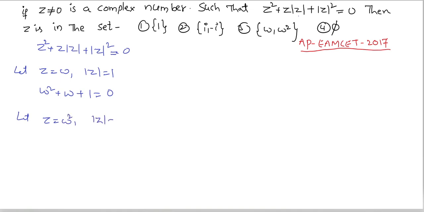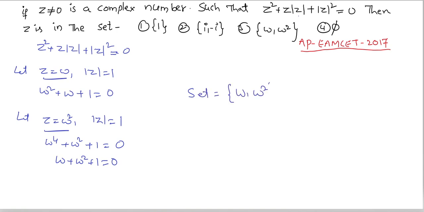Now let z is equal to omega square. Similarly, mod z is equal to 1. Substituting these values, that is omega to the power of 4 plus omega square into 1 plus mod z square is equal to 1. Here omega power 4 is omega, so omega plus omega square plus 1 is equal to 0. Z is equal to omega square satisfies the given relation. Therefore, the set is equal to omega comma omega square. Here the third option is the correct answer.